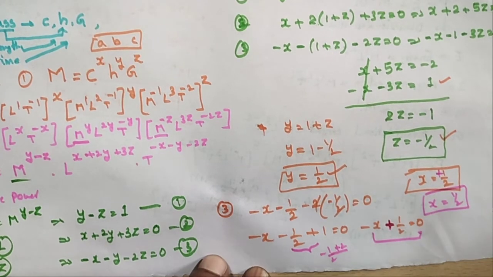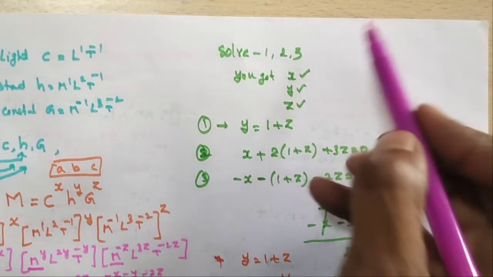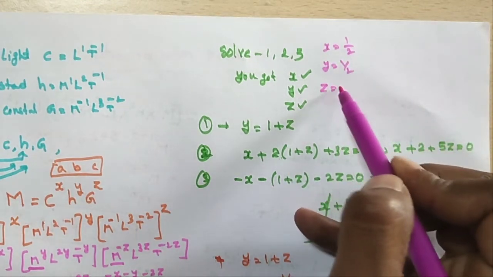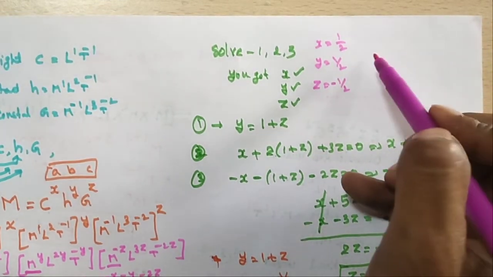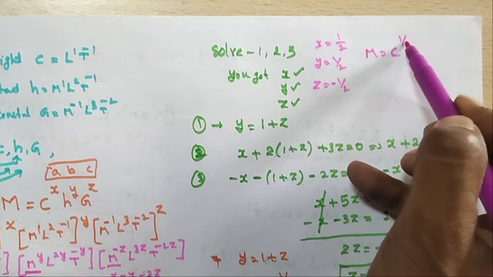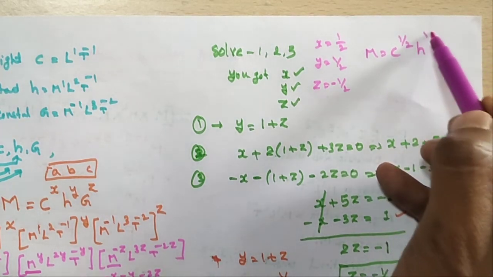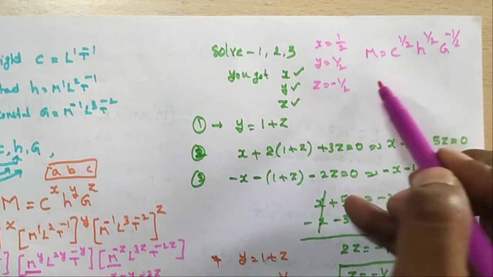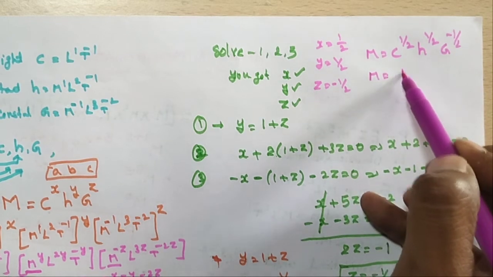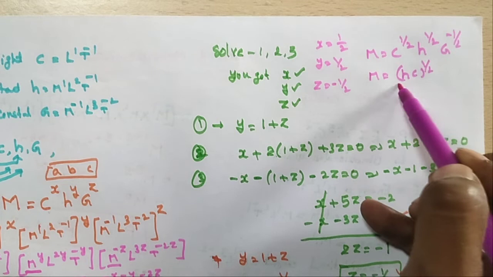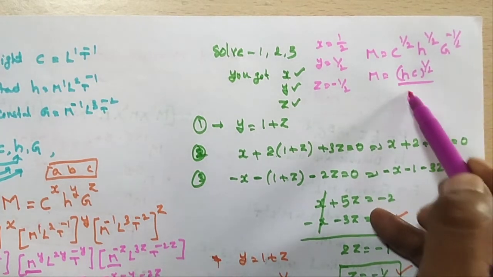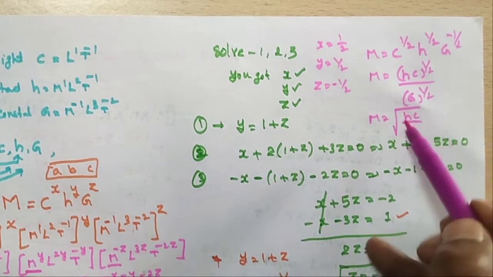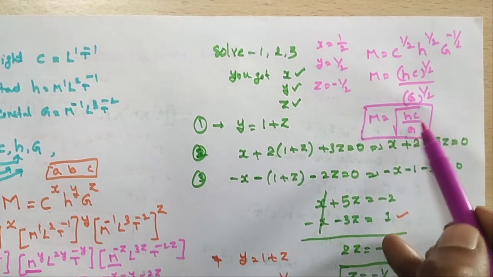So you get three values. What is the x value? The x is equal to 1 by 2, y is equal to 1 by 2, and z is equal to minus 1 by 2. What is the formula here? M into c power x means c power 1 by 2, h power y means h power 1 by 2, and g power z means g power minus 1 by 2. So c power 1 by 2, h power 1 by 2, I will write as hc whole power 1 by 2. Here minus means it goes downward, g power 1 by 2. So finally m is equal to root of hc by g.